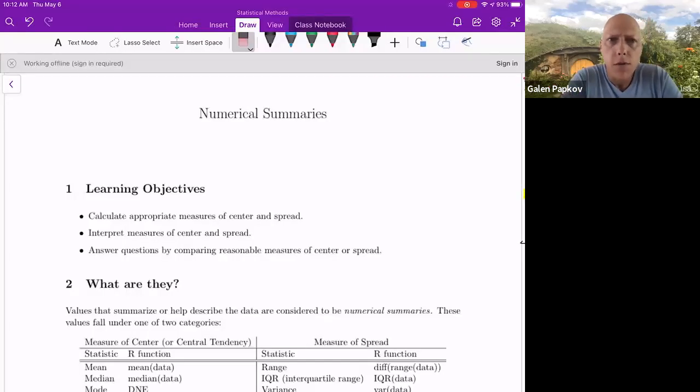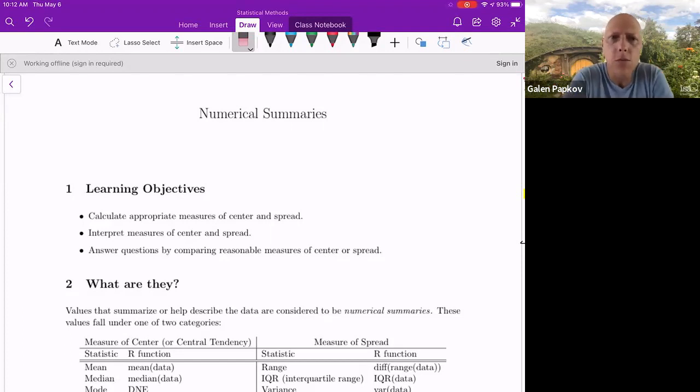How do you describe a sample set of data? Well, you do that with something called numerical summaries. And numerical summaries are values, usually single numbers, that essentially condense your data into one or possibly more meaningful values.